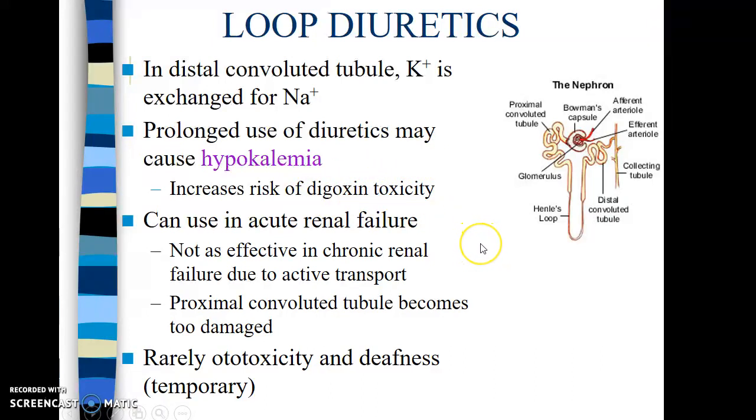We can use this in acute renal failure. It will be just fine. But once we get to chronic renal failure, and if we have damage to the proximal convoluted tubule, this can be hard to give this drug. And the reason is that there's an active transport system. It's not freely filtered through Bowman's capsule. There's an active transport system that brings it into the nephron. So if the proximal convoluted tubule is too damaged, that active transport system will not bring enough of the furosemide in to be effective. So we typically look at only acute renal failure.